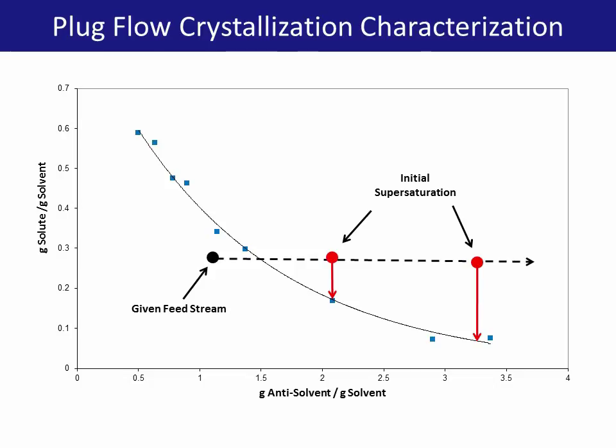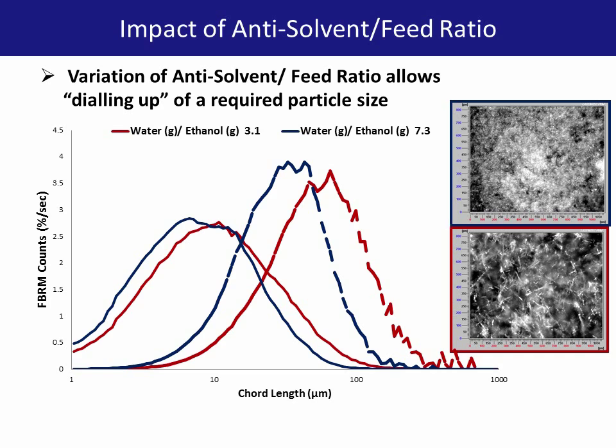As discussed earlier, the route and mixer design allows uneven inlet flow rate ratios to be used. This enables the initial supersaturation and hence the product crystal size distribution to be manipulated even when the solid concentration of the feed stream cannot be changed. This simply involves altering the relative flow rates of the two inlet streams. In the case of the benzoic acid system, this approach allows the dialing up of a required particle size.